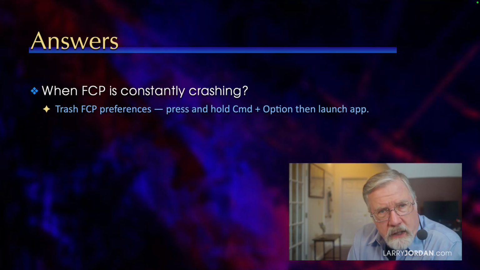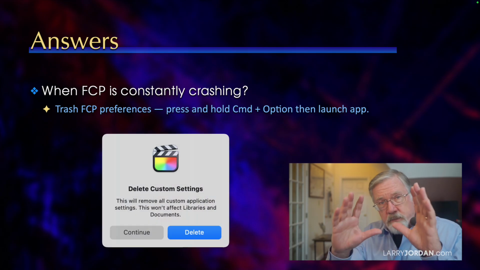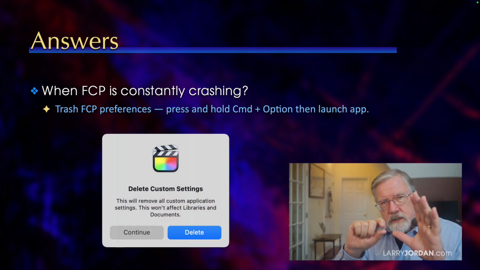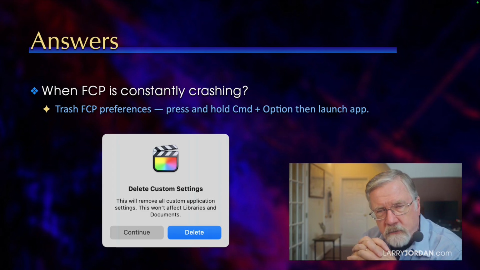When Final Cut is constantly crashing, you want to trash your Final Cut preferences, and do that by quitting Final Cut. Make sure the dock is visible. Press and hold the Command and Option keys, and then click to launch Final Cut from the dock. It'll pop up a dialog with a blue button in it that says Delete Settings Files, and this will trash all of the Final Cut preferences.